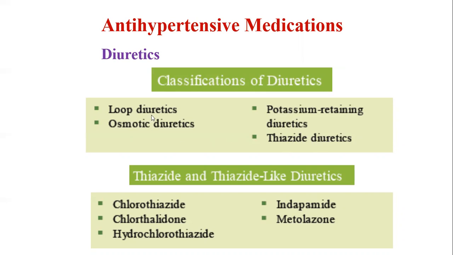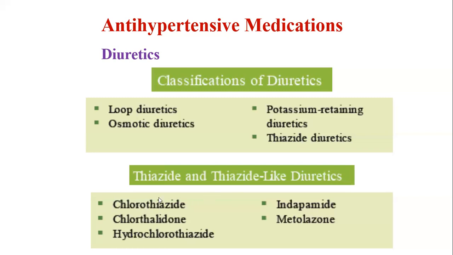For the loop diuretics, more commonly we use furosemide or bumetanide. Osmotic diuretics basically mannitol. And potassium retention, or we call potassium sparing diuretics, are spironolactone. Thiazide diuretics, most commonly we use hydrochlorothiazide. Also, another diuretic we use is called acetazolamide, or carbonic anhydrase inhibitor.